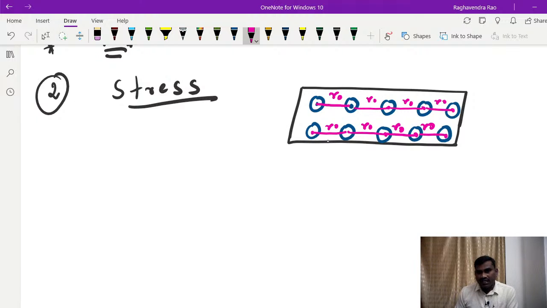So these attractive and repulsive forces are balancing. The net force will be equal to 0. The separation between them is R naught. So this is the stable state of all the atoms or molecules of the substance. Now we are applying some force on this material to change or deform its structure. That force that we are applying on this solid state material is known as deforming force.